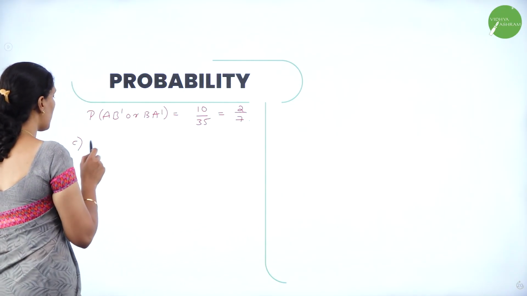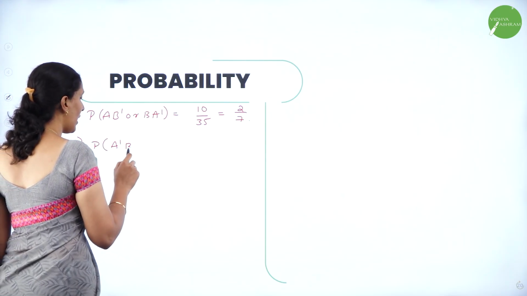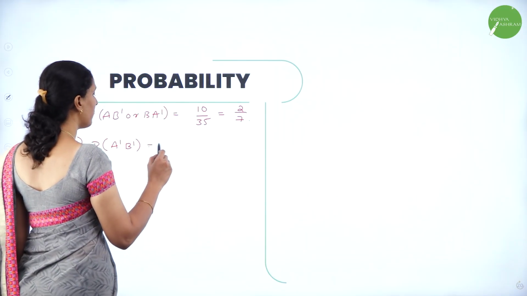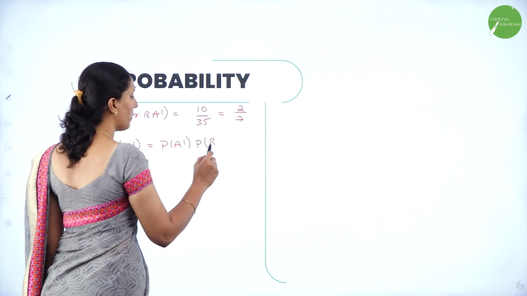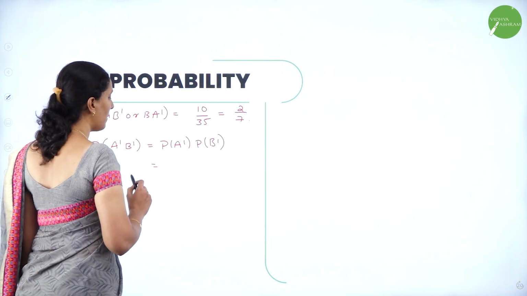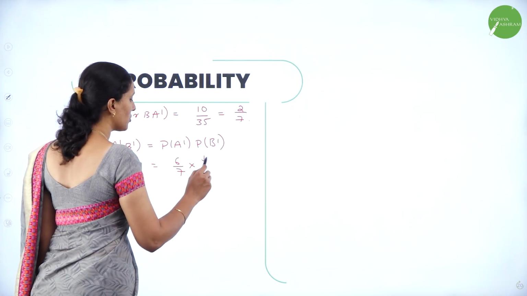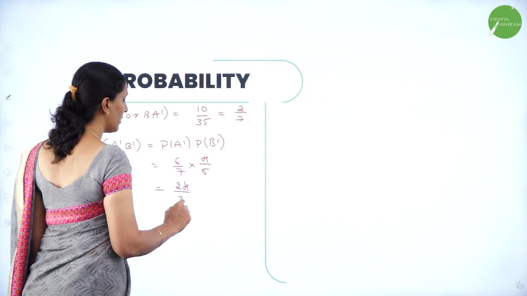The last one is the probability that none of them are selected. That is, neither the wife nor the husband is selected for the job. So we are finding the complement: probability of A dash into probability of B dash. The probability of A dash is 6 by 7 and the probability of B dash is 4 by 5. So that is 24 divided by 35.